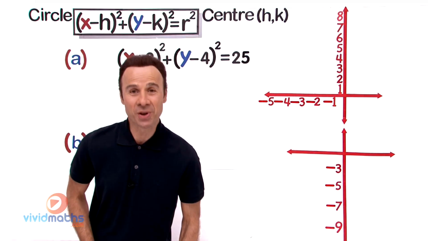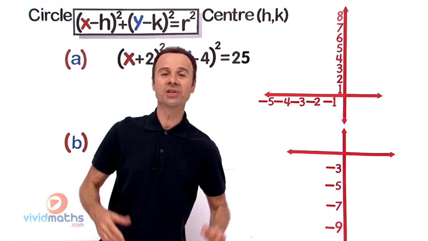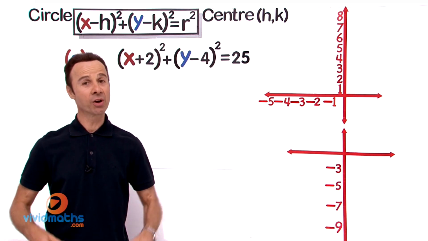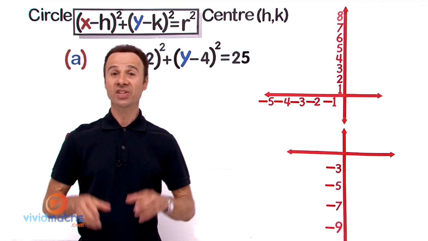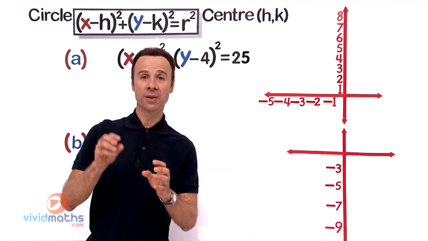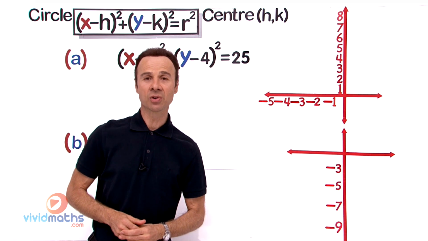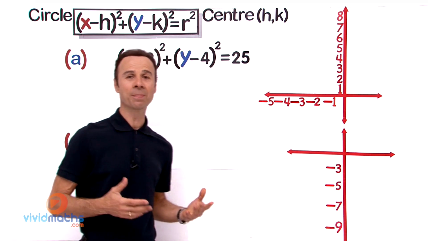Guys, welcome to the presentation. We have two equations, and from those two equations we are going to derive and come up with the center coordinates, the middle of each particular circle, and also the radius. So the two equations are part A and part B.